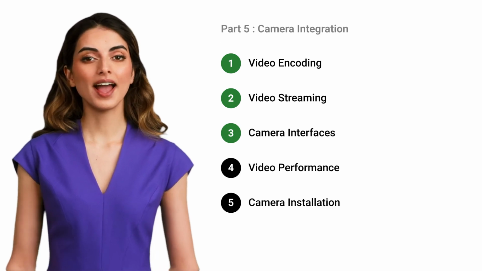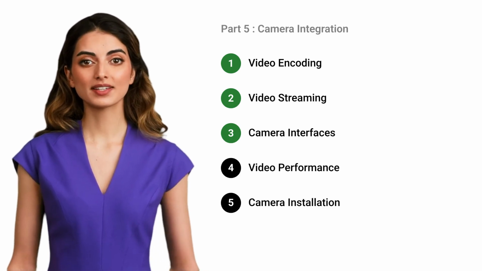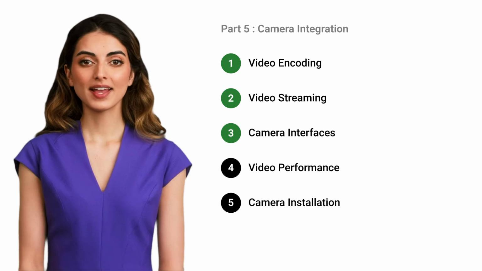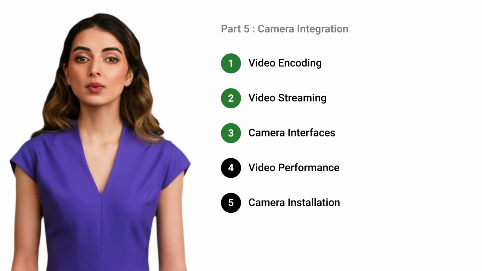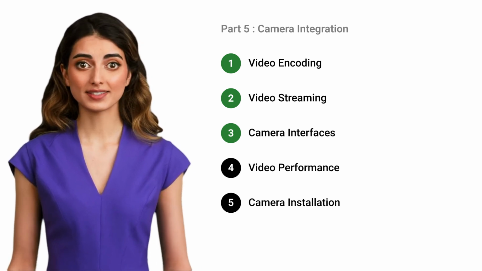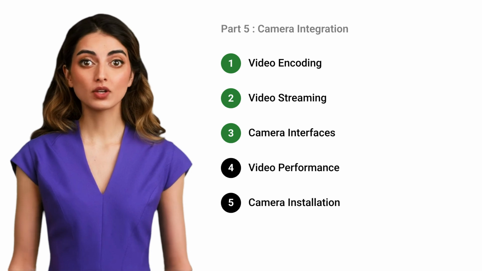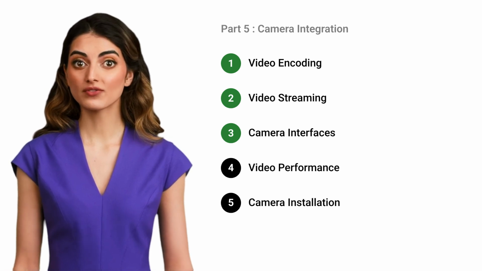We have now completed camera interfaces and understood how cameras connect with processors, networks, and onboard systems. Next, let us look at video performance, where we will examine how bandwidth, latency, resolution, frame rate, and multi-camera coordination affect the quality and responsiveness of the video system.